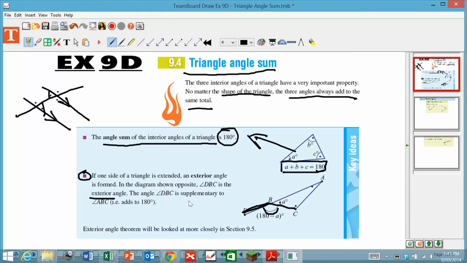Now the angle is supplementary to angle ABC, so this angle in here is supplementary to that. And if you can't remember what supplementary means, have a look at that video, but they add up to 180 degrees. Alright, so that is basically a straight angle, and these two angles, the exterior and interior angle in there, will add up to 180 degrees.